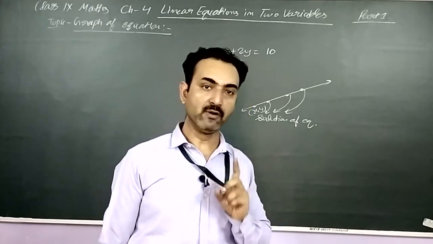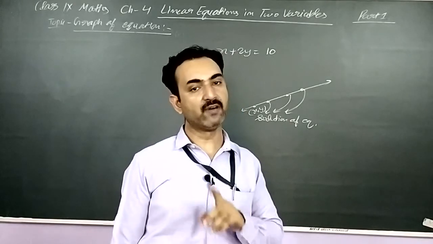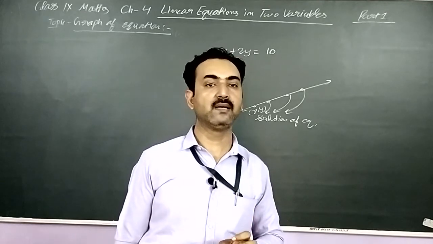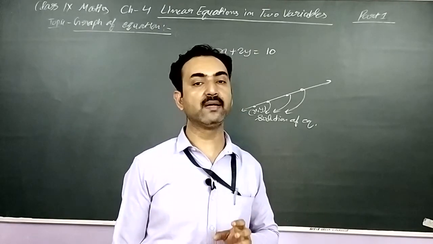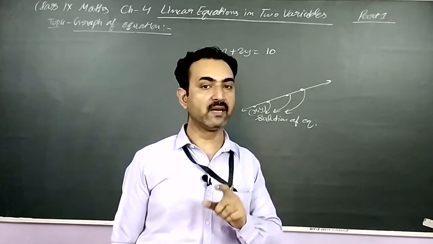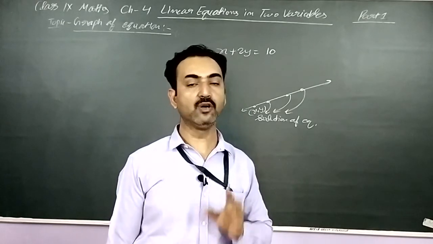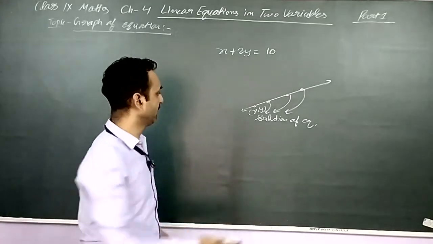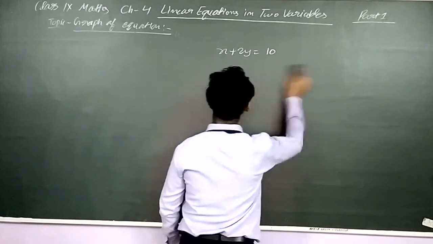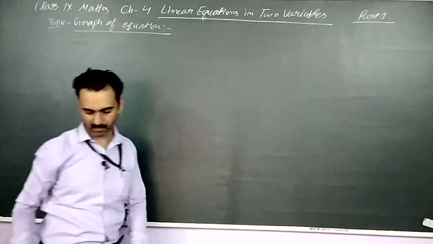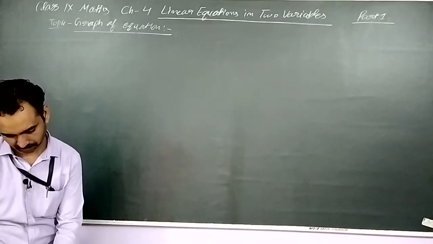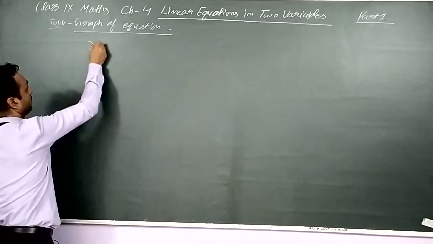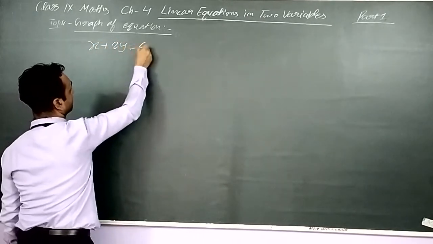So if you are finding 3 points, then if 1 point is wrong, you can know that our line is not correct, because 1 point will not be on the line. So you have to find minimum 3 points. So let's see here. Let's say the equation is x plus 2y equals to 6.